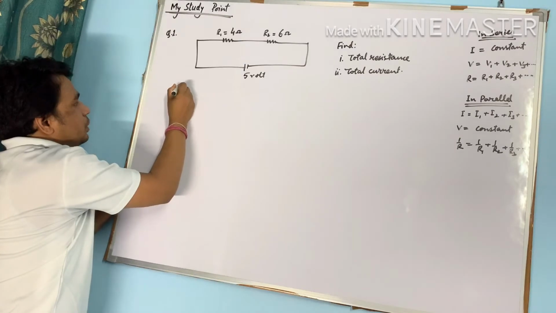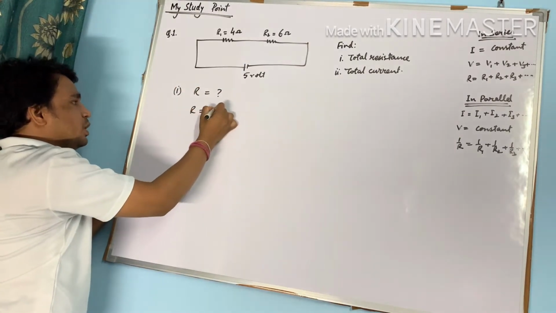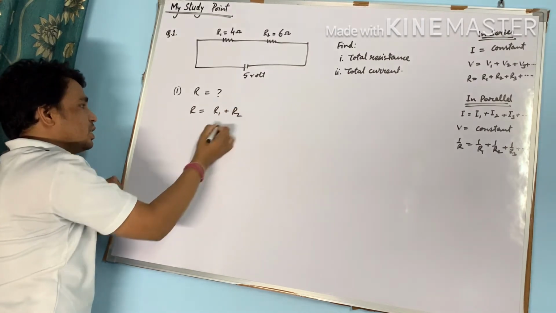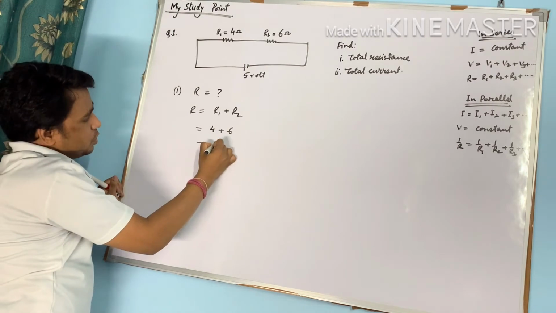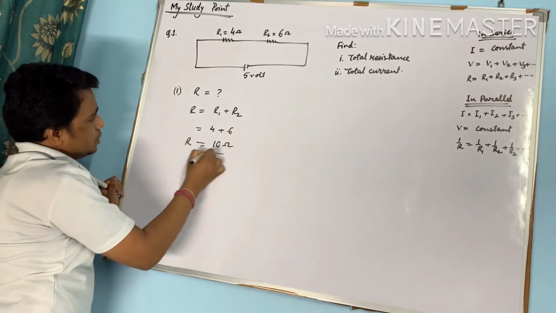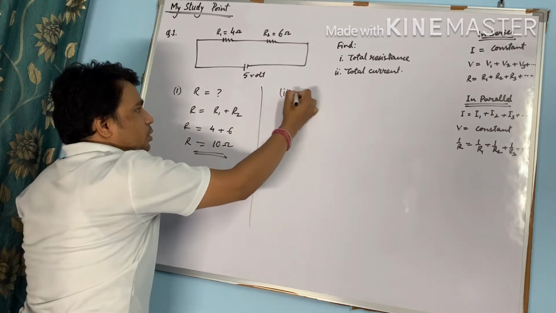Okay, first we have to calculate the total resistance. So the formula is R1 plus R2 in series. So add these two resistors, that is 4 ohm and 6 ohm, that comes out to be 10 ohm as the total resistance. First part. For the second part, we have to calculate the total current.